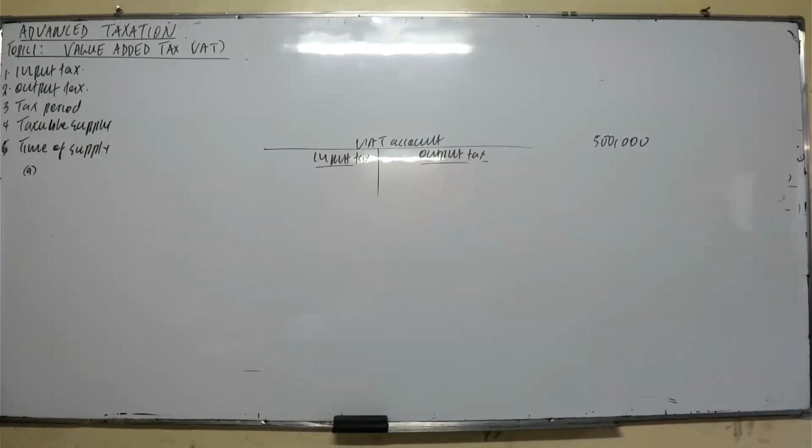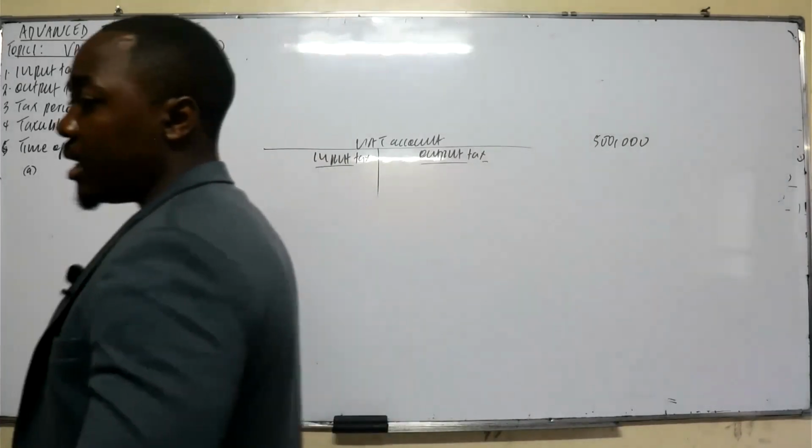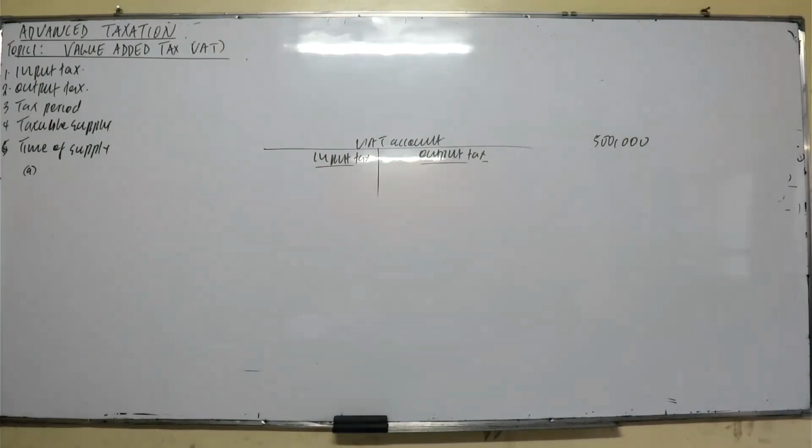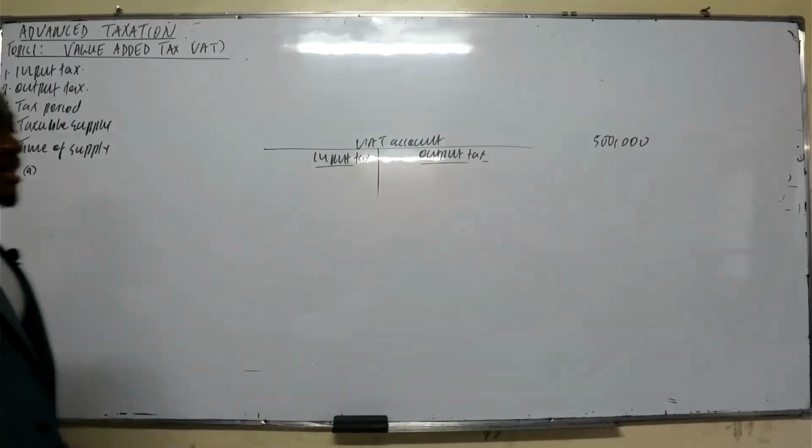C, the date on which the payment is made, either partially or in full. And lastly, D, the date on which the certificate by the contractor is issued. For VAT purposes, that's how we determine the time of supply.